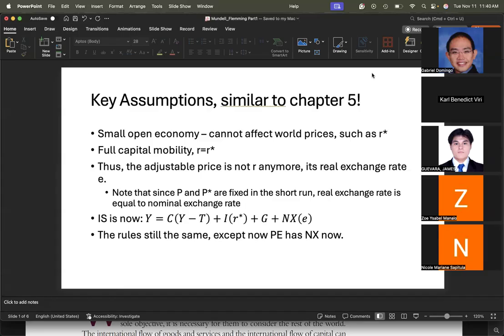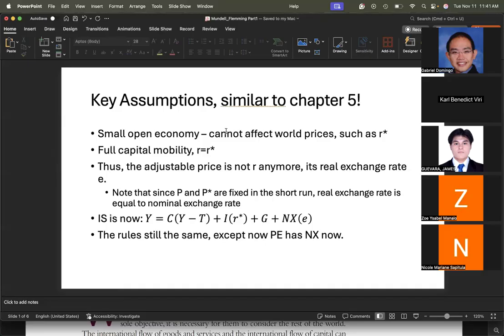And the thing that can change R star is the IS-LM for the world, right? Next, you've got full capital mobility, which tells us that for the small open economy that we're considering, R equals R star. So remember, that's also the same as we had studied before in chapter 5. So these two assumptions are the same, right? Thus, the adjustable price is not R anymore, right? So we are leaving the R and Y situation, and we're now going to consider the real exchange rate E.